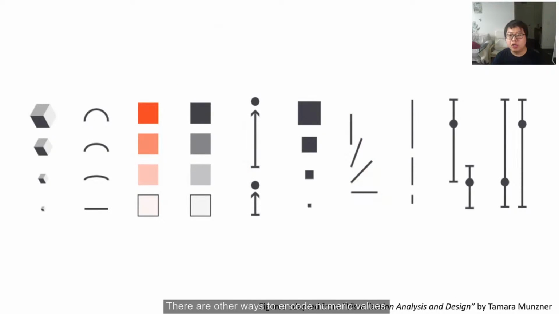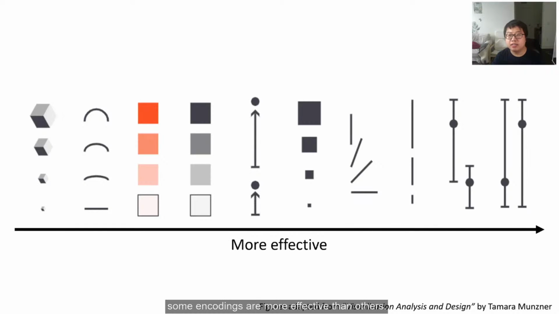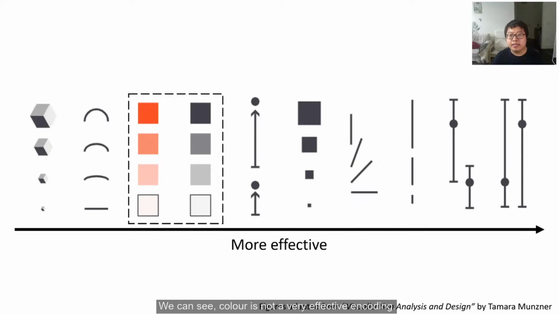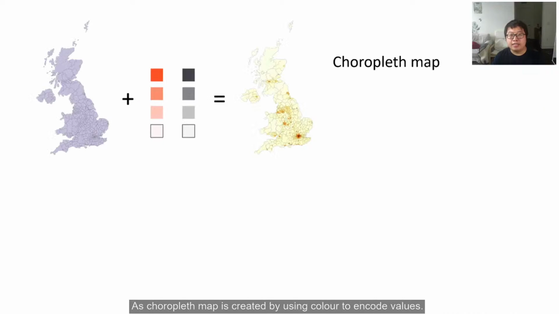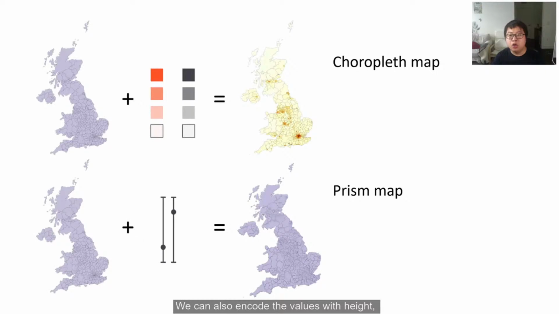There are other ways to encode numerical values. Past studies have found some encodings are more effective than the others. We can see color is not a very effective encoding, while the most effective encoding is height. As a choropleth map is created by using color to encode values, we can also encode the value with height, and we will get a prism map.